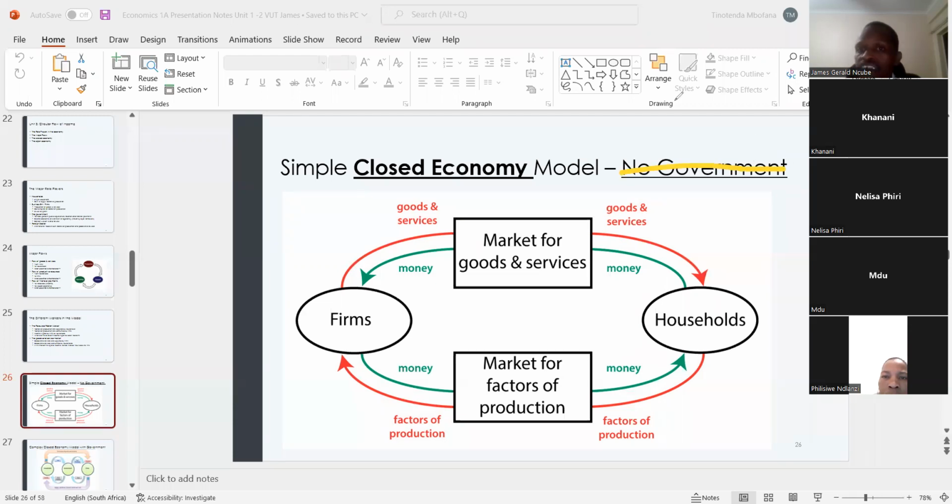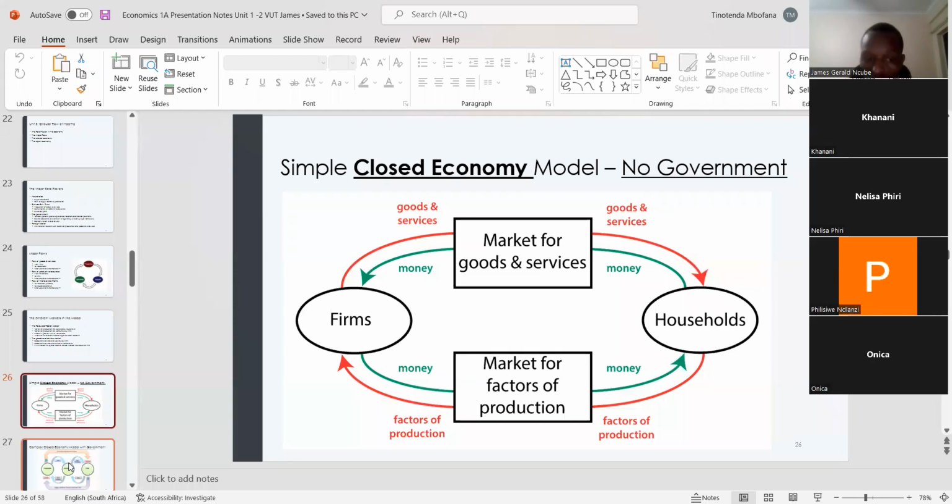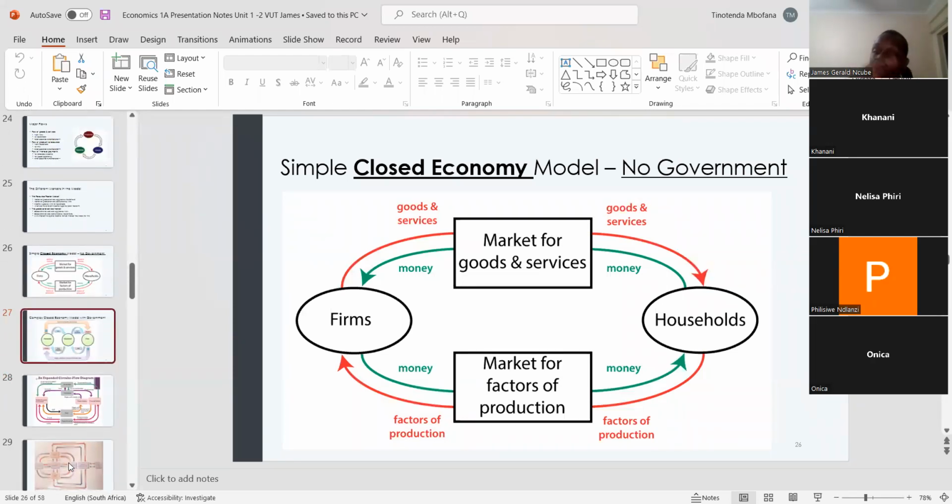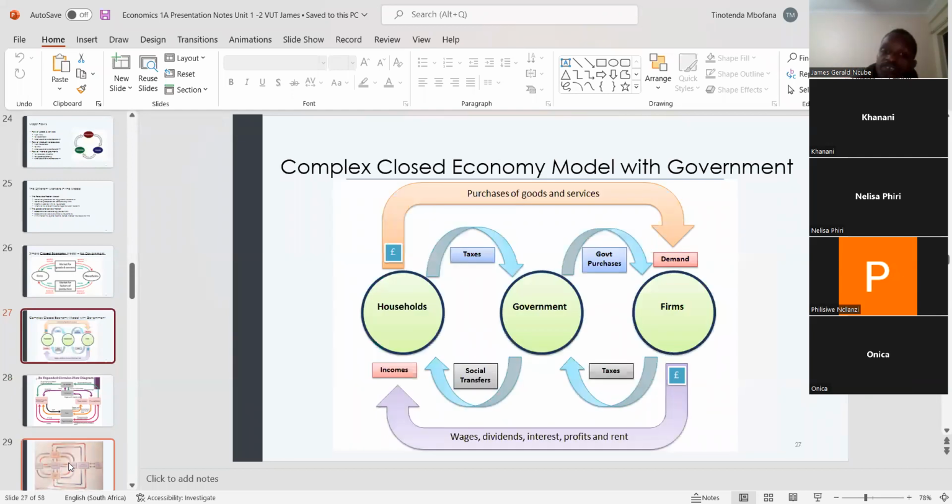What if we introduce the government? What then happens to our economy? The government, which means that there are now three role players within this economy. So the markets still remain the same. We will still have a factor market, and the goods and services market.